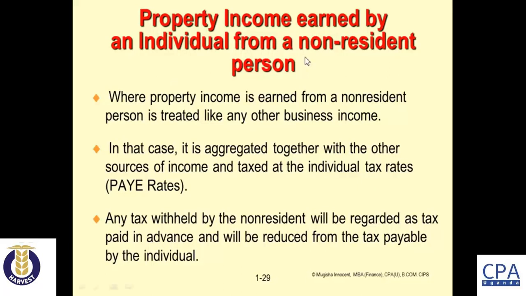Next, we can move into slide number 29, where we're talking about property income earned by an individual from non-residents. So how is this treated? Of course, already we have got a hint that it will be grossed up again. In bullet number 1, we are saying that where property income is earned from a non-resident person, it is treated like any other business income. Therefore, it will be aggregated together with other sources of income and taxed at the individual tax rates, which we ideally call the PAYE rates. Any tax withheld by the non-resident will be regarded as tax paid in advance, and this will be reduced from the tax payable by the individual.